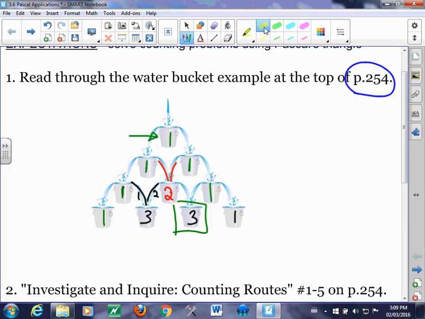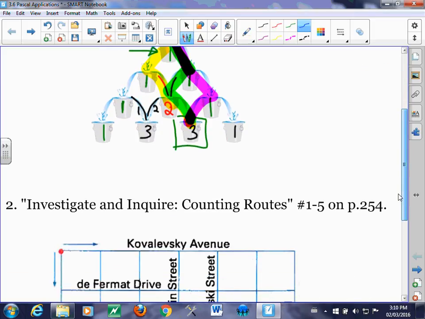Okay, so the first possible pathway could be this way, this bucket to here. There's one. My second could be, I could go this way to there. There's 2. And my third pathway could be coming all the way and in. So 3 possible ways to get to that bucket. And then if we asked for the total number of ways, you could add them all up for the bucket flow. All right, next one is again on that same page, 254.